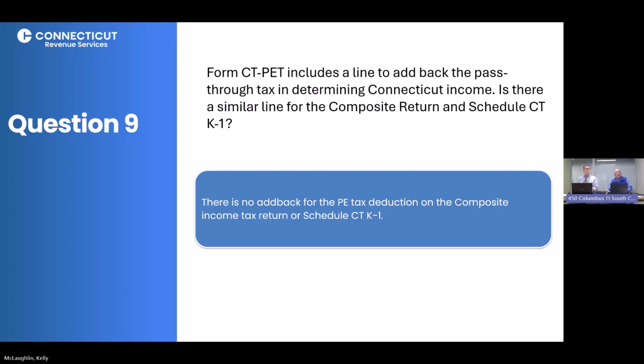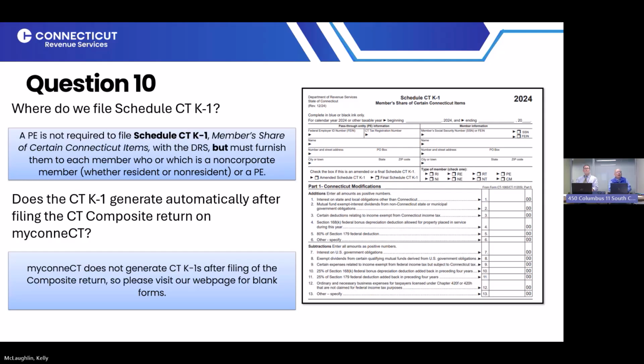All right, very good. Let's bring up question number 10, shall we? Here we go. Where do we file Schedule CT-K1? And does the CT-K1 generate automatically after filing the Connecticut composite return on myconneCT? Okay, Rick, that's a two-part question there.